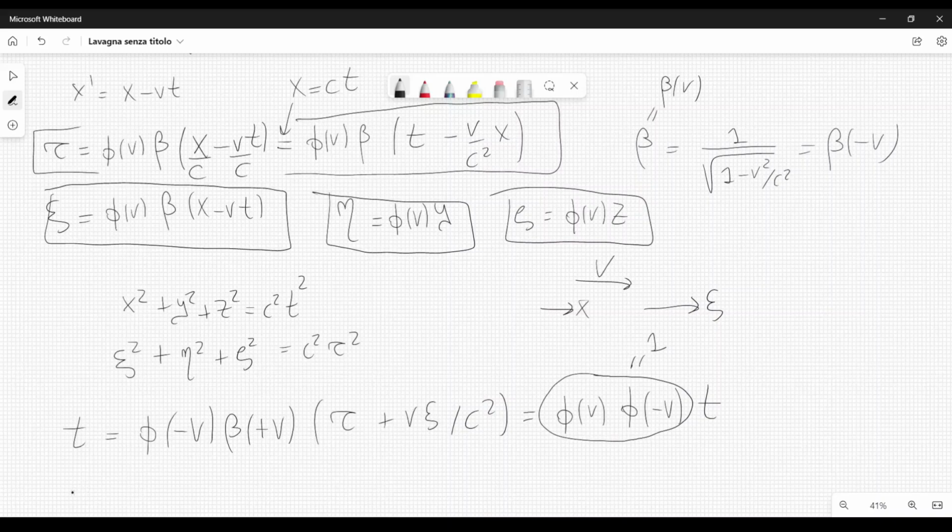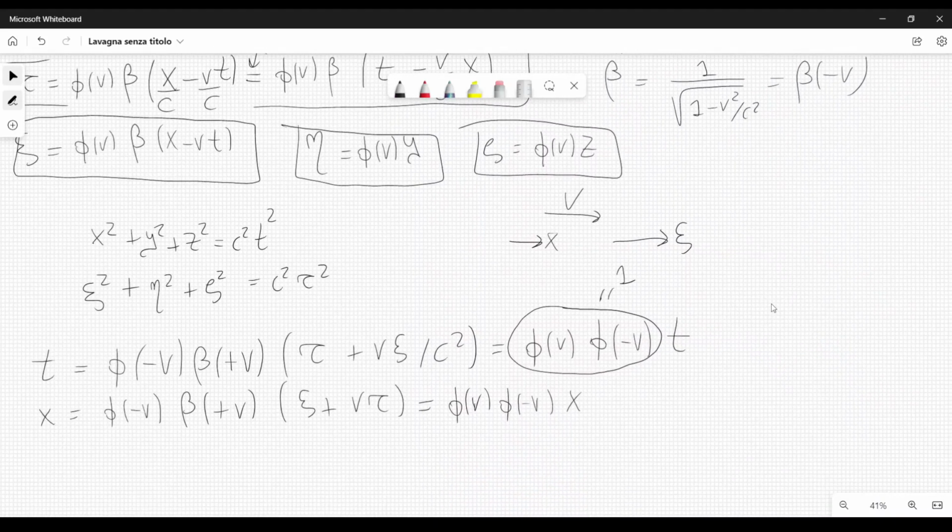And also you get x equal to phi of minus v times beta of minus v, or plus v, it is the same, times xi plus v times tau. And if you do the algebra and you substitute the expressions for xi and tau, you get something similar: phi of v times phi of minus v times x. So also in this case, phi of v should be equal to the inverse of phi of minus v. Or basically, this product should be equal to 1.